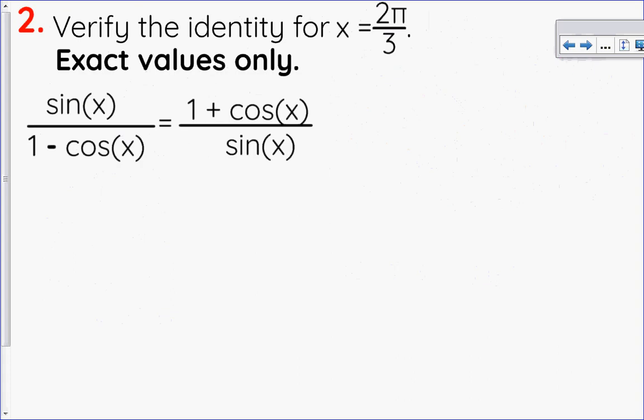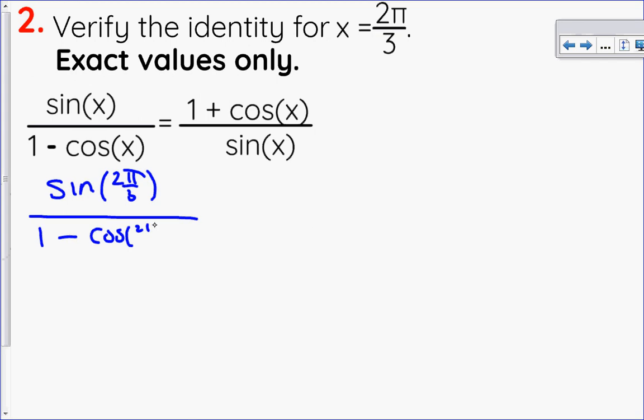Okay, let's review how to do verification. To verify, I'm going to replace all of my x's with 2 pi over 3. Then I'm going to find the value of each of these ratios and work it out to see if the left side equals the right side.